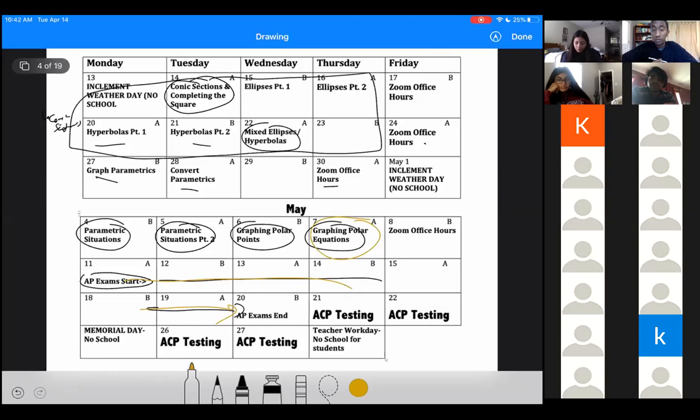Okay. So that's kind of what the calendar looks like. So all of these topics, so this is 1 unit conic sections. This is another unit, parametrics.